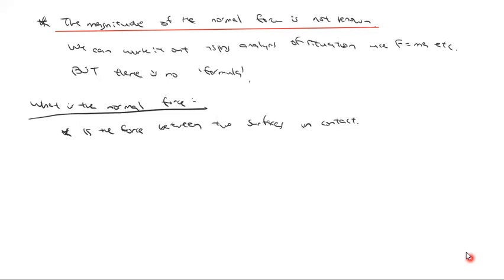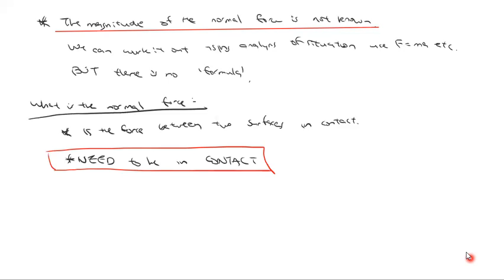Now, if it's on the ground, is there a normal force? Yes. So therefore, for a normal force, because it's between two things in contact, you need to be in contact. If you're not in contact, you don't have a normal force. I mean, you might have other forces, but it's not a normal force, at least the way we're defining it right now. Does that make sense? Yes. So, is that part clear?